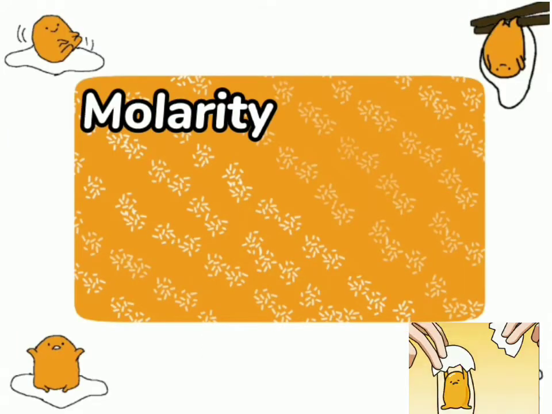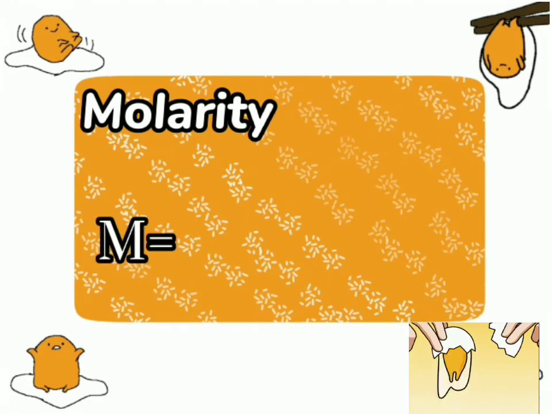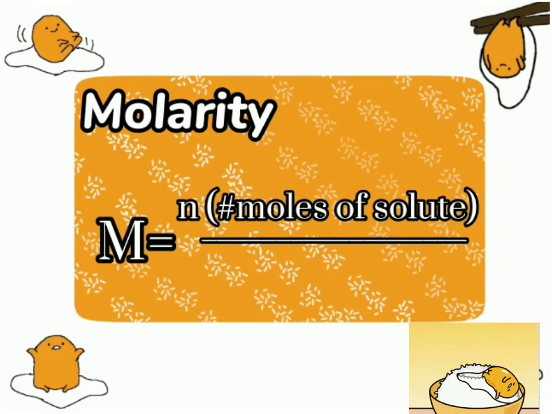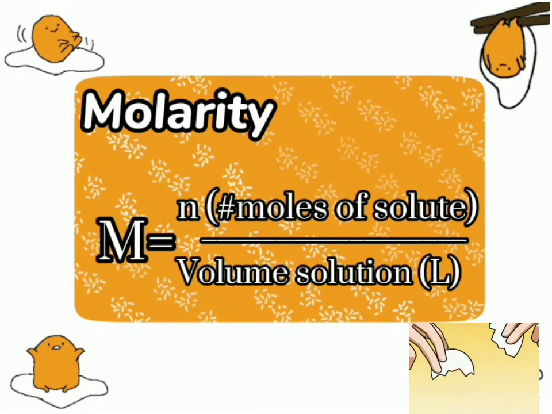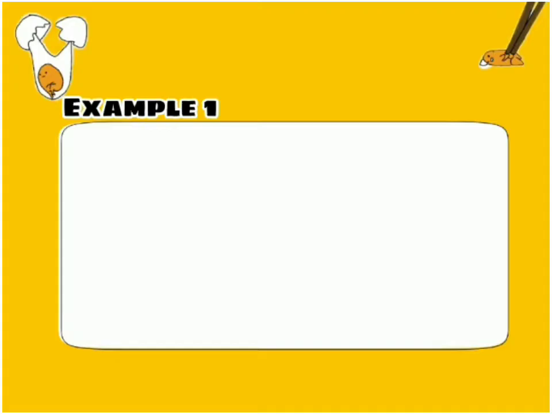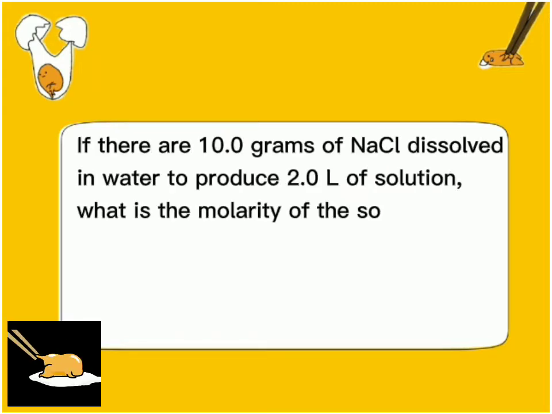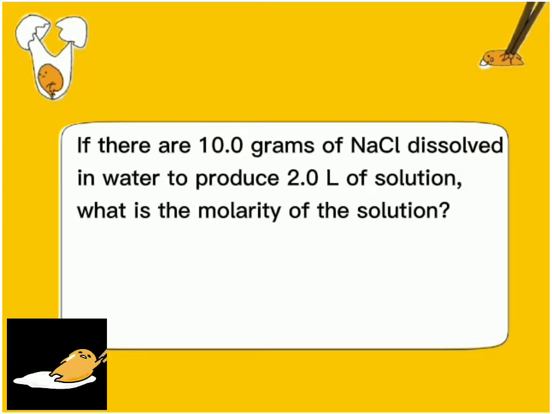Molarity indicates the number of moles of solute per liter of solution. Molarity can be written as a capital M, which is equal to the number of moles of solute over the number of liters of solution. Example number 1. If 10 grams of sodium chloride are dissolved in water to produce 2 liters of solution, what is the molarity of this solution?